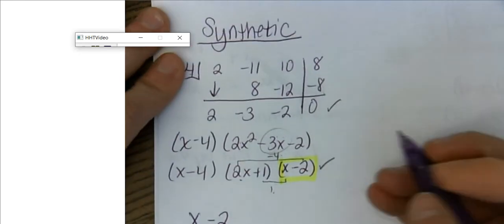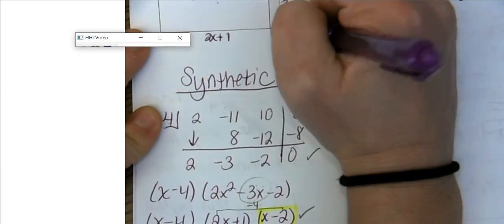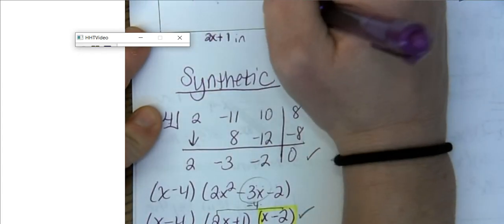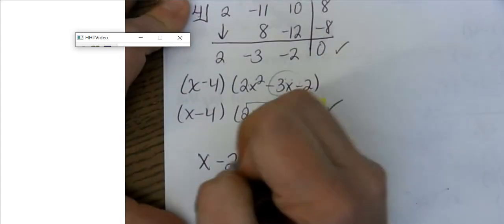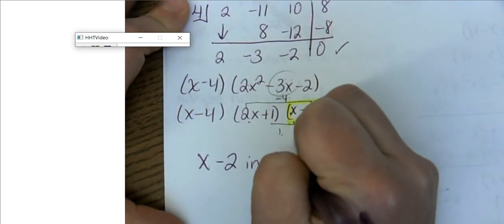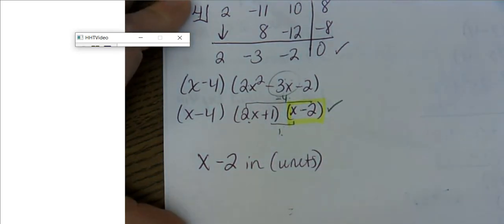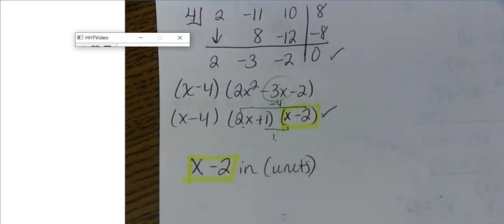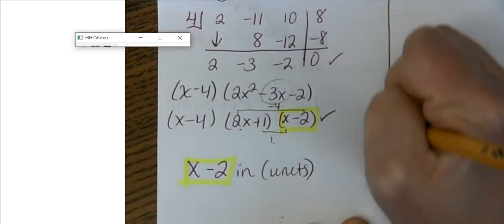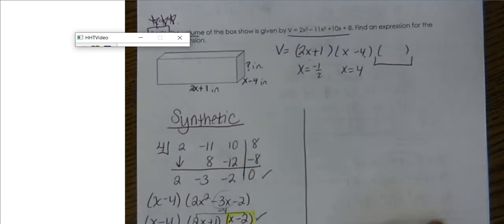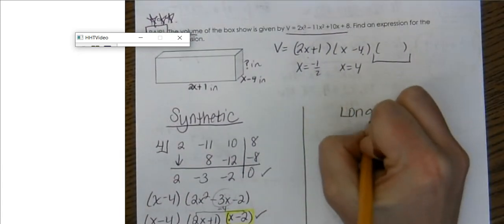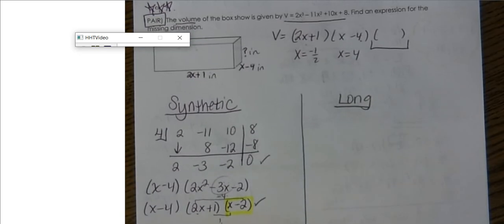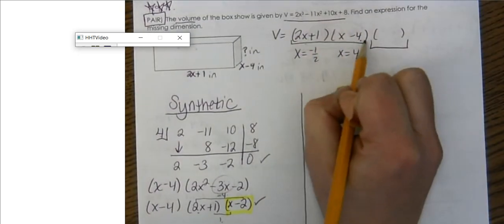Now, if we knew that this was in inches or feet or whatever our units were, we would write our answer as x minus 2 inches, or whatever units are talked about in this particular problem. And that is how you solve it using synthetic division. Next time I see you in class, I would like to talk to you guys about how to solve this using long division. So if you want to try to attempt this using long division, think about what that's going to look like, and then we will go from there. My hint to you is that you're going to be using both pairs of parentheses.